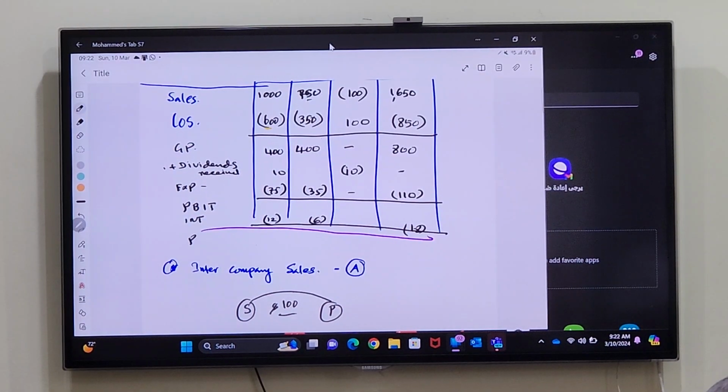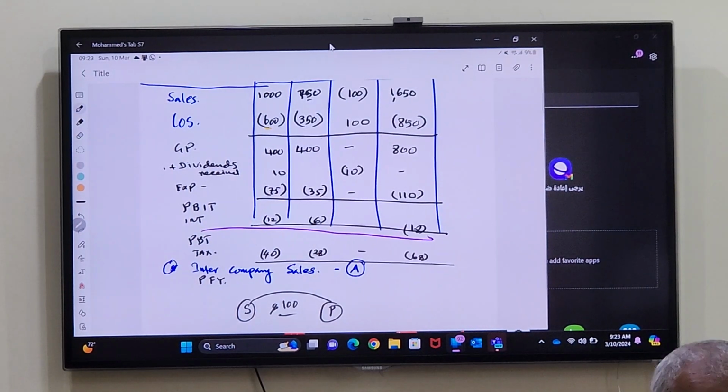After that you have profit before tax. Once you subtract the interest, the next answer is profit before tax. Then you have the tax, let's say 40 and 28, which is 68. Then I have the profit for the year.